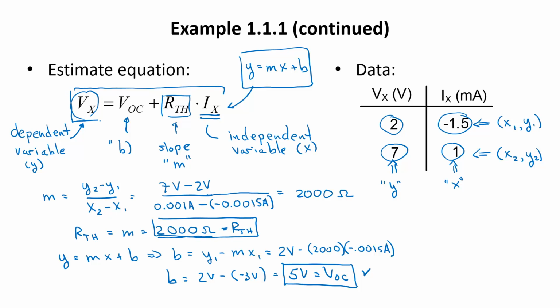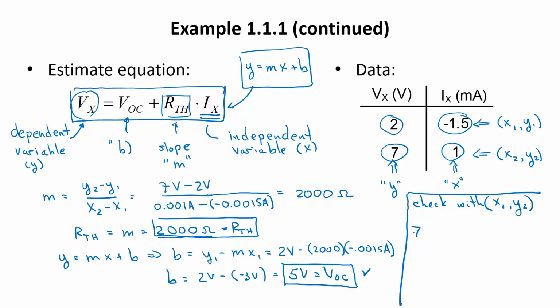So we've got the equation we want. We should probably check our results though. We used x1 and y1 to estimate b. Let's use x2 and y2, plug them into our equation, and see if that accurately predicts our values. Check with x2 and y2.